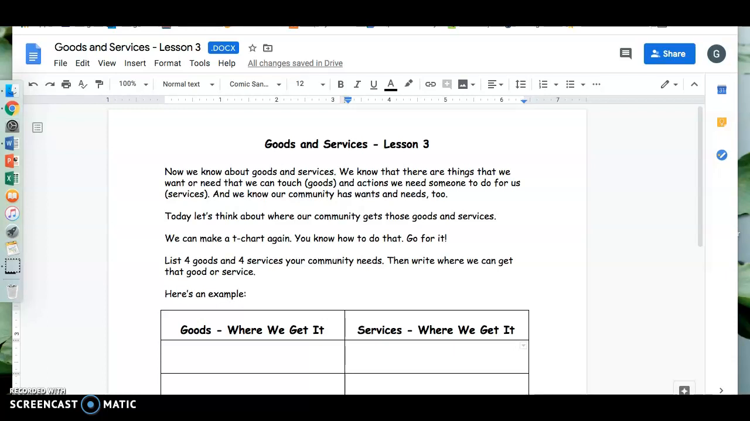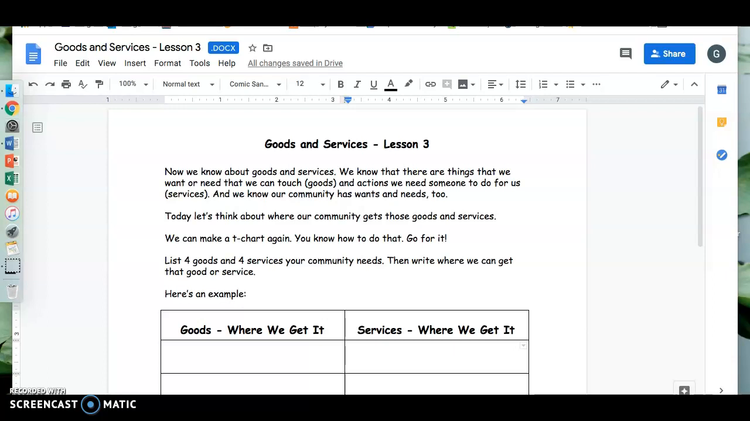Now we know about goods and services. We know that there are things that we want or need that we can touch. Those are goods. And actions we need someone to do for us, those are services. And we know our community has wants and needs too. Today, let's think about where our community gets those goods and services.